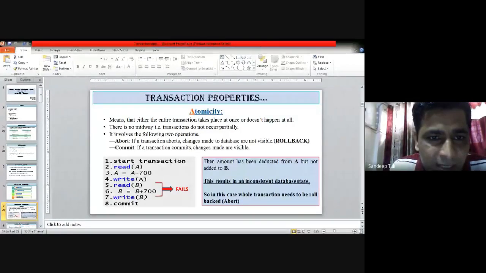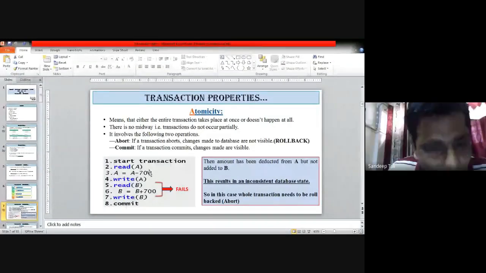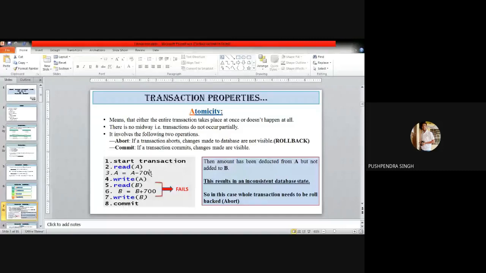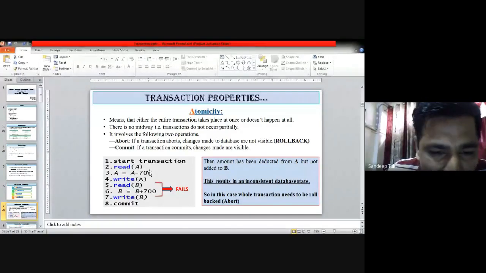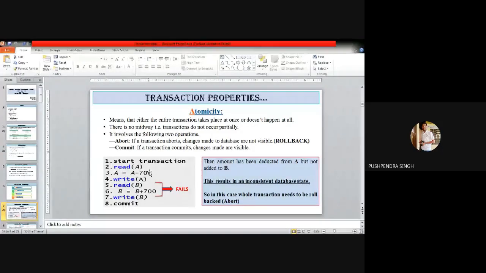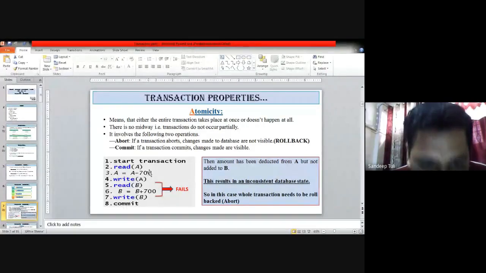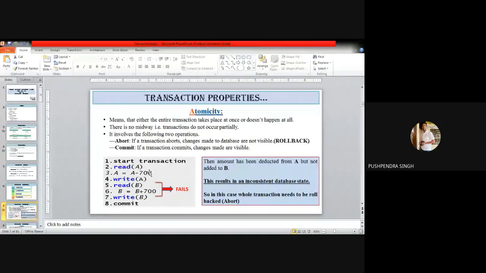Initially A plus B is 2000. Very good. And afterward, after the successful completion, A plus B will be 2000. A is 300 and B is 1700. This is a consistent state. If all the transactions are successfully completed and the values remain the same, then it is a consistent state.